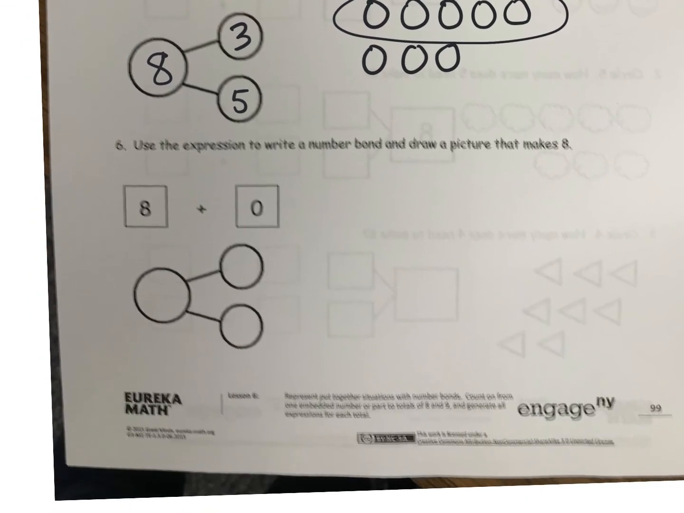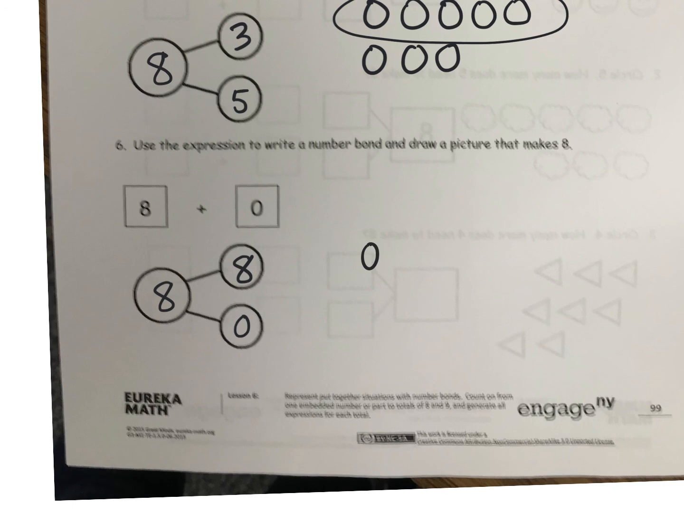Right, let's use this expression to make a number bond. What are those 2 parts there, Toby? 8. And? 0. Oh, let's put those in our parts. 8 and 0. Ellie, what number are we making today? 8. So put 8 as my whole number. Now let's draw a nice organized 10 frame with 8.